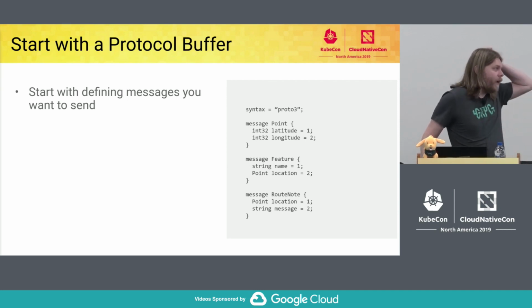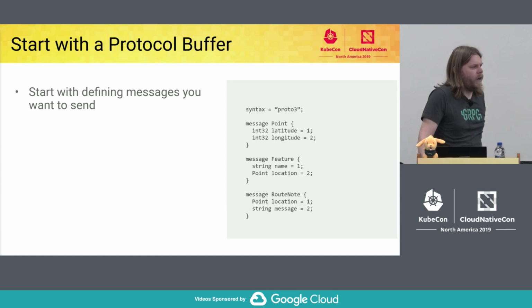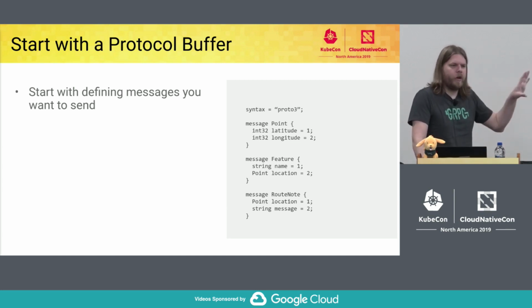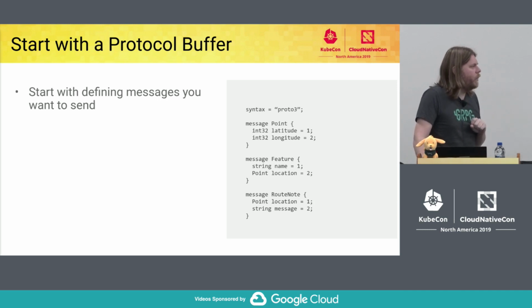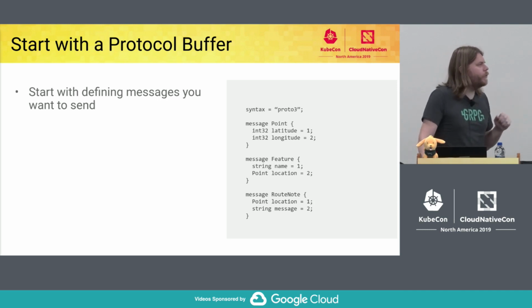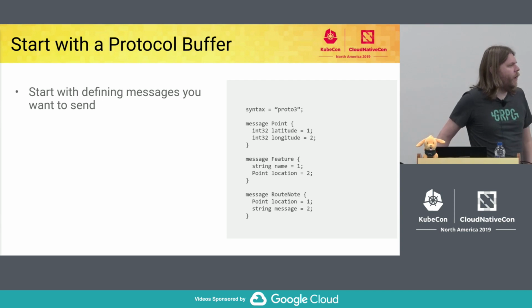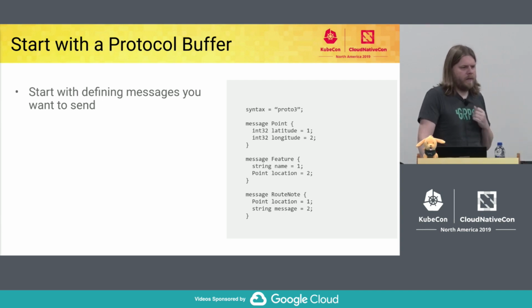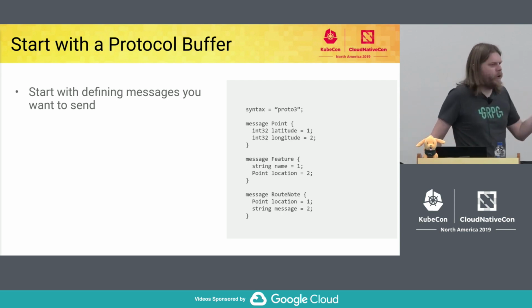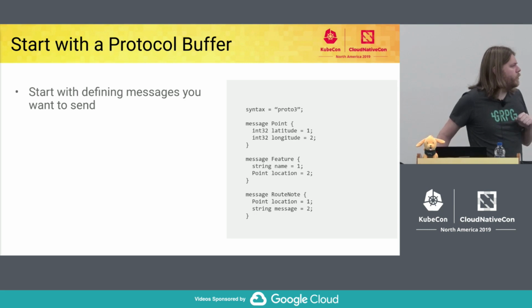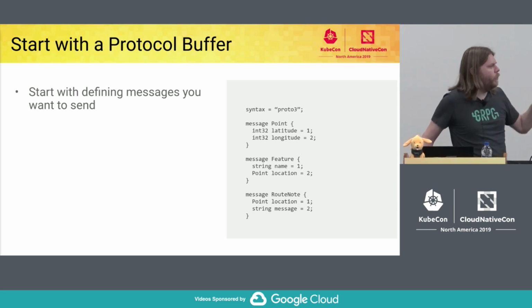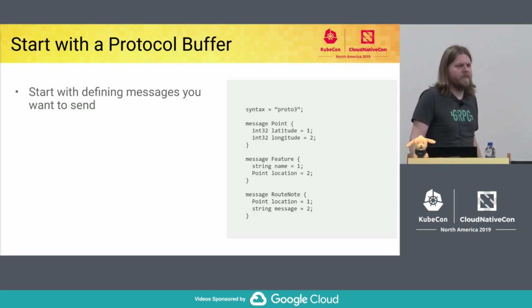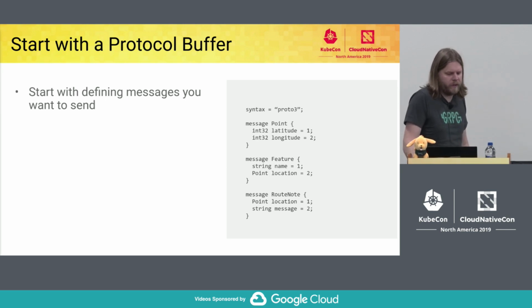So here we've got a point, and it's got a latitude and a longitude. And these messages are basically like structures, very similar to that. And then we've got a feature, which has inside of it a nested point. The nested point sort of acts like a pointer where you can know whether or not it's set. And then we've got this route note, which also contains a point, and it has some sort of arbitrary message that one user is wanting to send another.